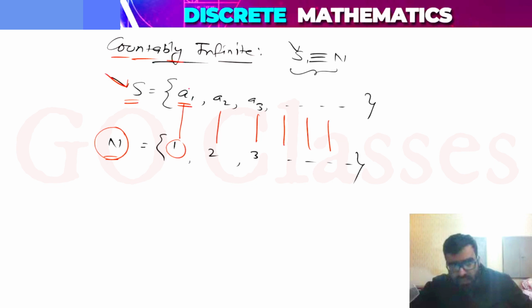Now you can see the one-to-one correspondence. This element a1 is basically the first element, because it is in one-to-one correspondence with the natural number 1. This is your second element, this is your third element, this is your fourth element, and so on. So another definition of countability could be like this: if we can put this set S in a sequence where this is your first element, this is your second element, this is your third element, and every element appears in this sequence at some point, then it is countable. If you have any element, then that should appear somewhere here. This is the definition of countably infinite that we have already seen in the last class.